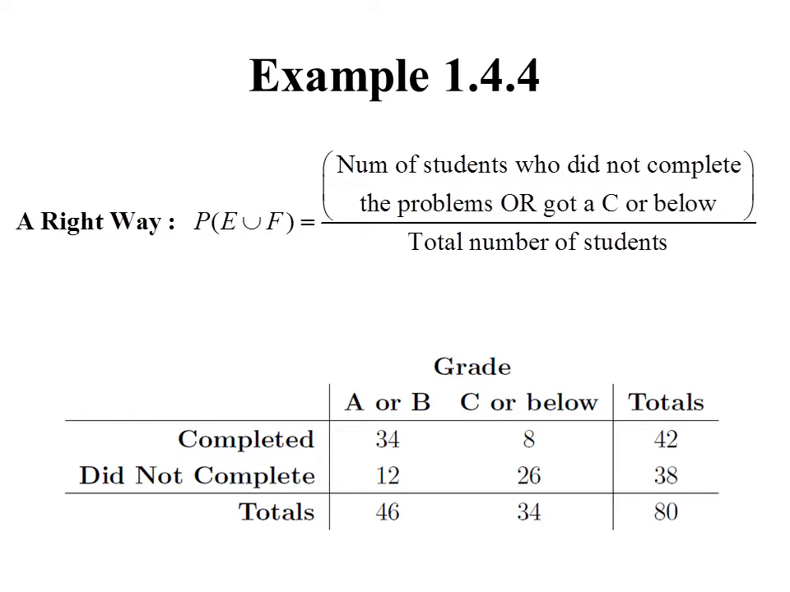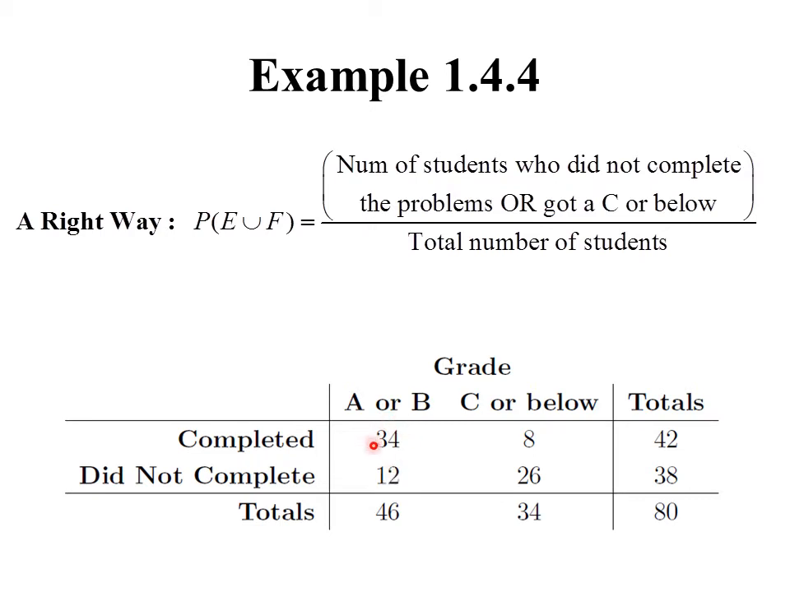And we could take the theoretical approach. We have a finite sample space. Everything is equally likely, so the theoretical approach applies. So E union F is the same as saying a student did not complete the problems or got a C or below. And so what we could do is simply count the number of students who did not complete the problems or got a C or below, and then divide that by the total number of students. Well, the total number of students is 80, so that part's easy. Okay. Now to get the numerator, we got to look through the center of the table and count the number of students who got a C or below or did not complete the problem.